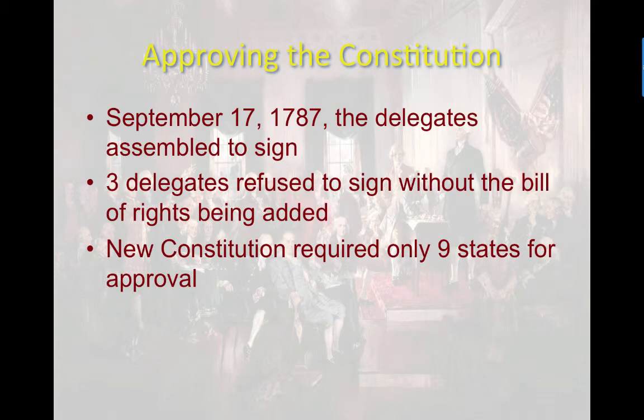So it now simply comes to approving the Constitution. September 17th, 1787, which we know is Constitution Day, the delegates assembled to sign. Three delegates refused to sign the Constitution without the Bill of Rights. But the new Constitution only required 9 states to approve it. Essentially, all 13 states would agree to the Constitution. So as of September 17th, 1787, the United States begins functioning under the United States Constitution.